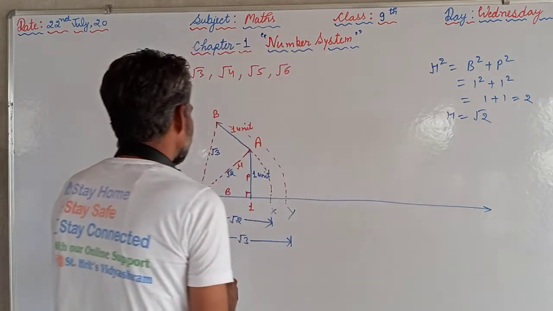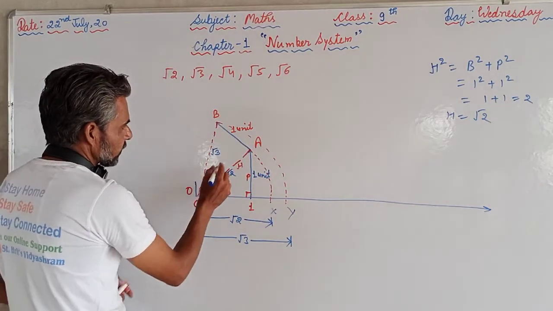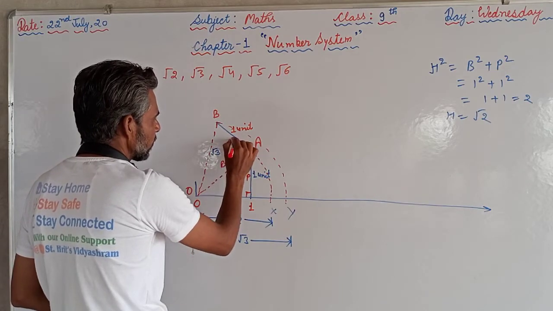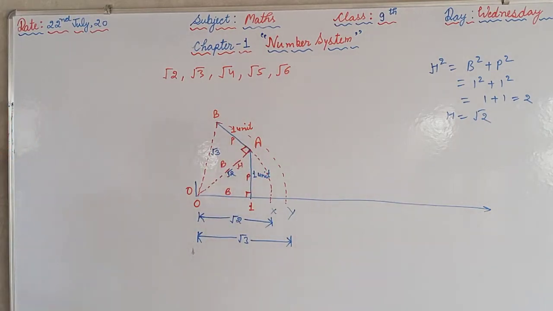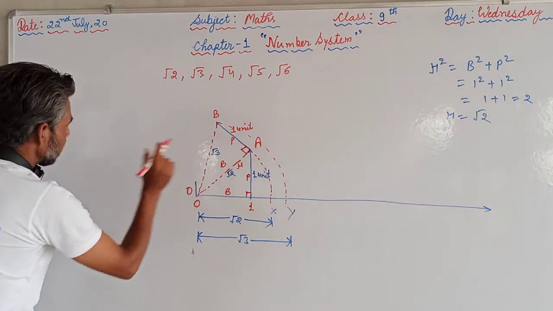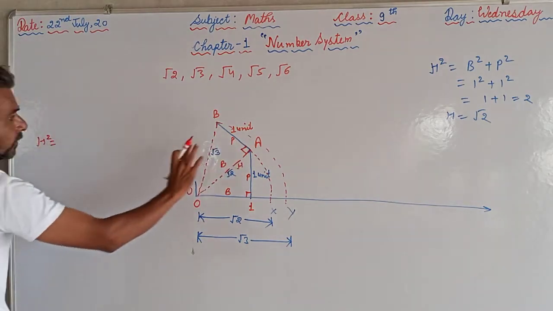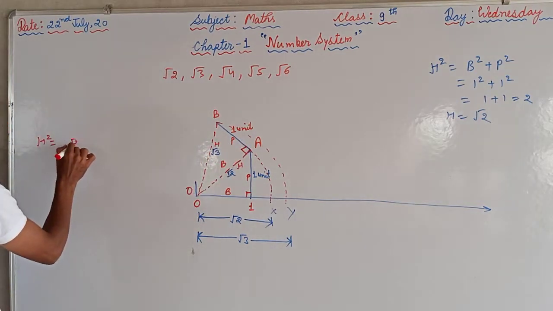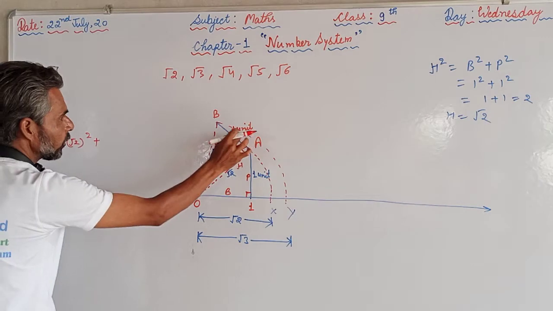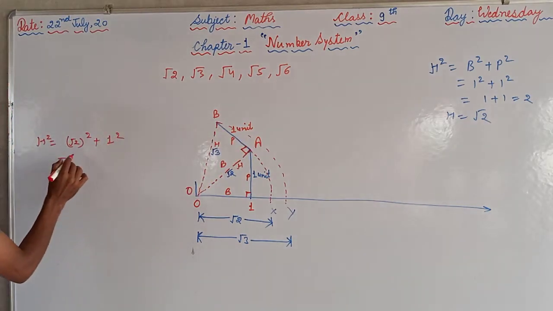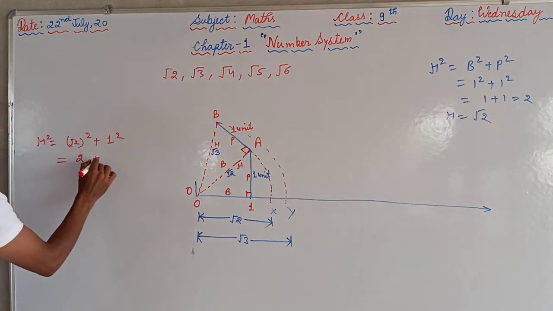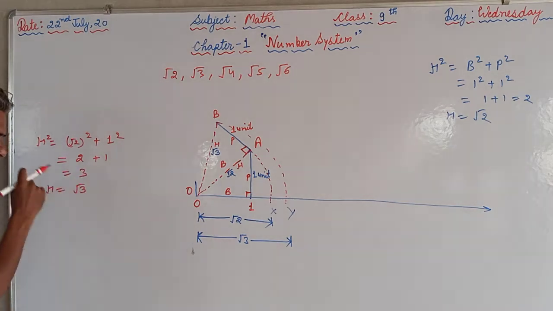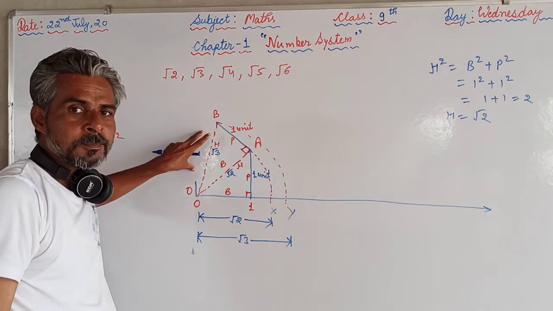At the same time we can verify again. So in this right angle triangle, this becomes the base, this becomes the perpendicular, and this is the hypotenuse. The base is under root 2 squared plus the perpendicular, that is 1 square. Root 2 squared means 2, plus 1, that is 3, and from here h will be under root 3. So now it is under root 3.